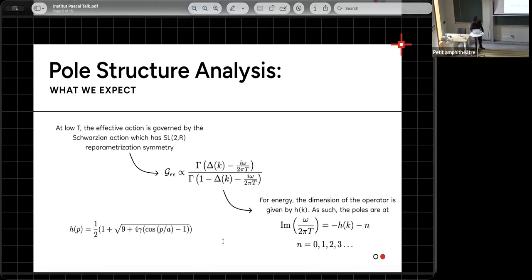The second thing that we expect, as from the talks from yesterday, is that since we have a CFT occurring as an artifact of our calculations in the IR, we have this Schwarzian action that appears, and this has an SL2R symmetry. From there, you can find the Green's function directly, and we get something like this from the CFT data. As I was saying, this delta of K is the dimension of the operator. Since we're looking at energy, it's going to be h of K, but I've just written this again for simplicity.